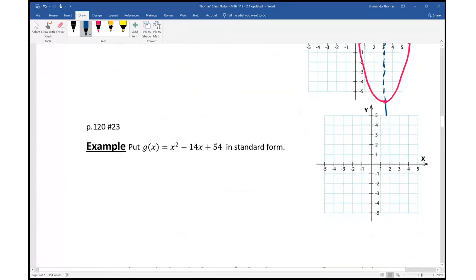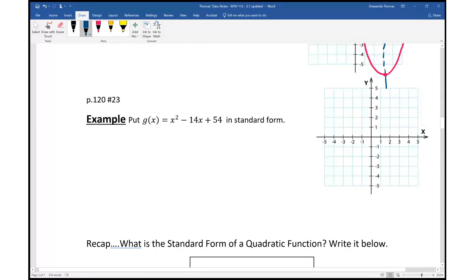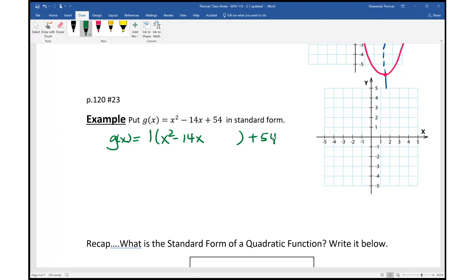All right, let's try this one. Put g of x equals x squared minus 14x plus 54 in standard form. So again, we're going to act like we are factoring out a here because 1 really doesn't affect anything. But let's go ahead and put it here. I'm going to leave a space here because now we have to do our b over 2 squared. What is that b over 2 squared? Negative 7 squared is 49. So plus 49 minus 49.